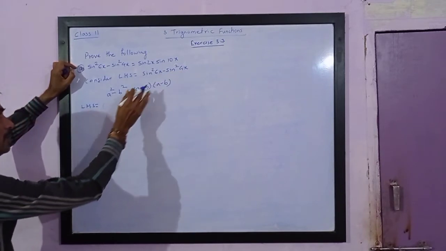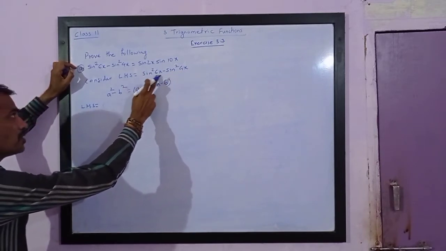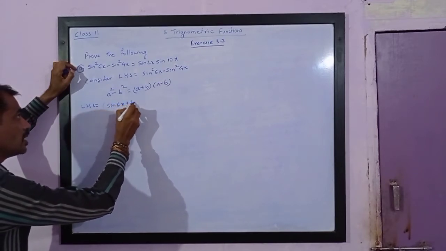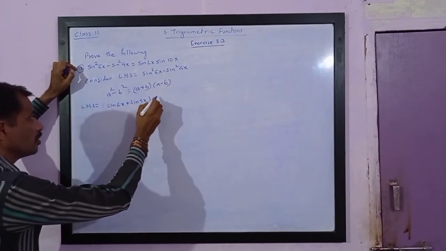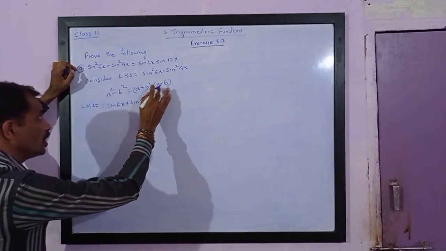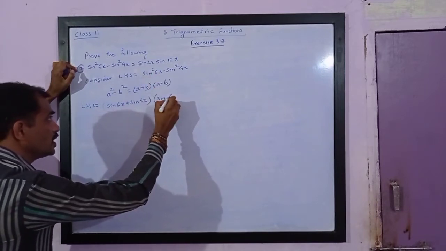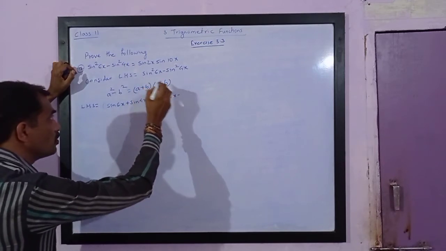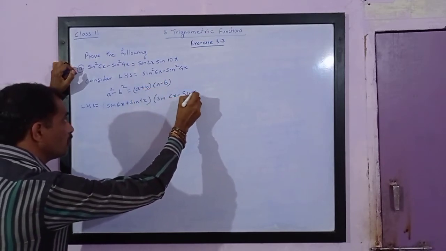So this will be, please note here, a is equal to sine of 6x. So this becomes sine of 6x plus sine of 4x, into sine of 6x minus sine of 4x.